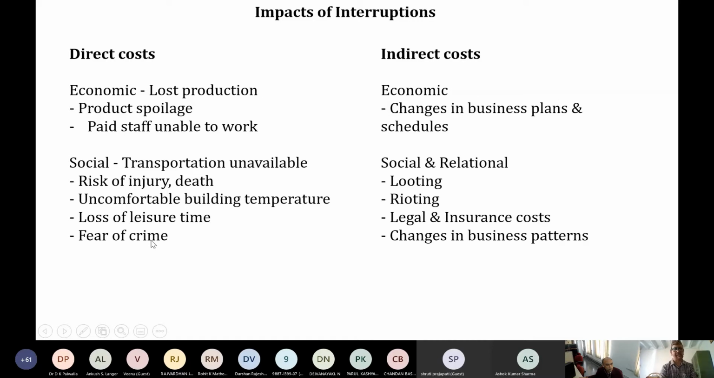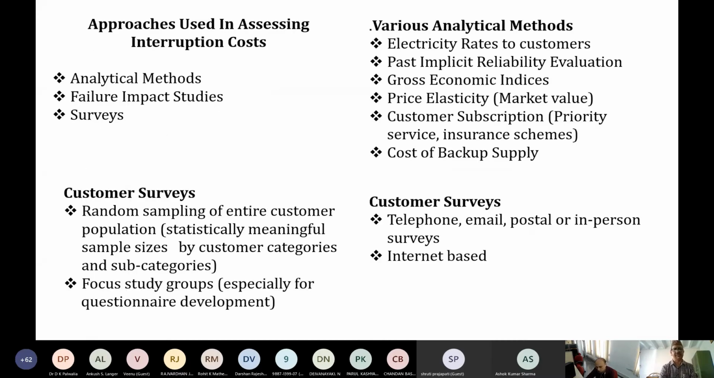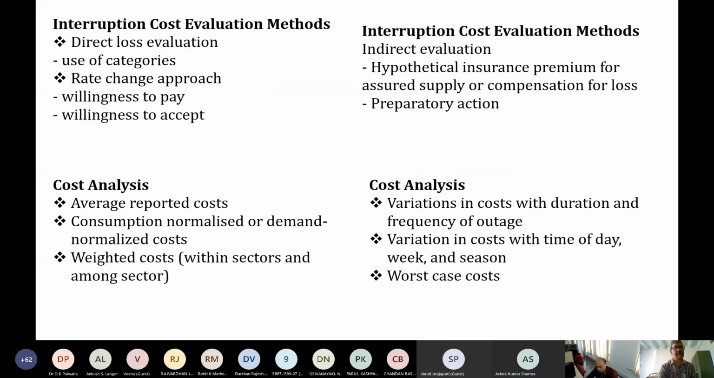Again, this is attributed to the residential customers. So there are direct costs as well as indirect costs. So in most of the cases, indirect costs are also significant. Okay, in industrial customers' case, direct cost may be more significant, but in other cases, indirect costs may also be significant and they have to be considered.